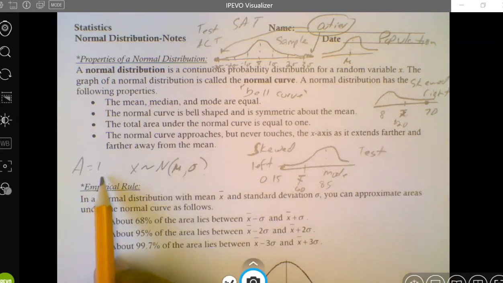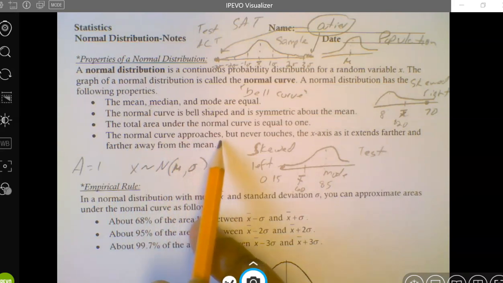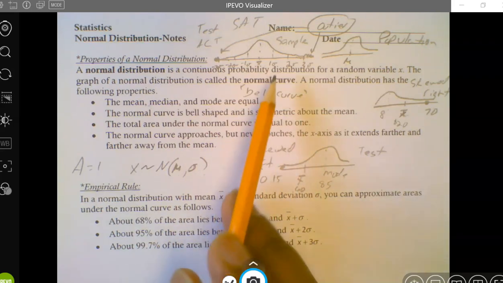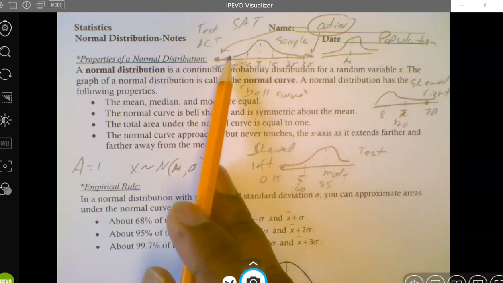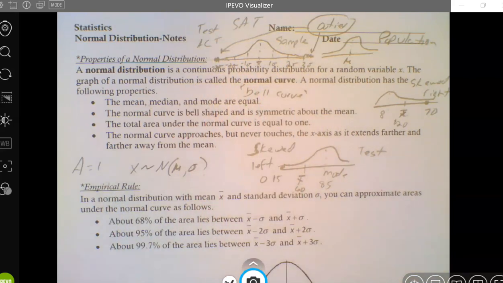But anyway, the area beneath is 1, and the normal curve approaches but never touches the x-axis. So it's an asymptote to the x-axis. It gets closer and closer to it, but never actually crosses it or touches it.